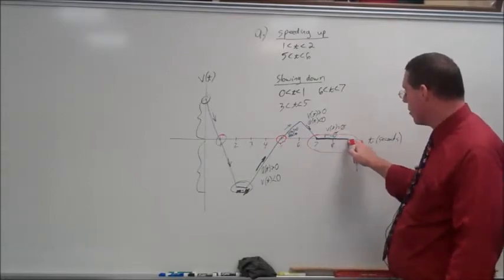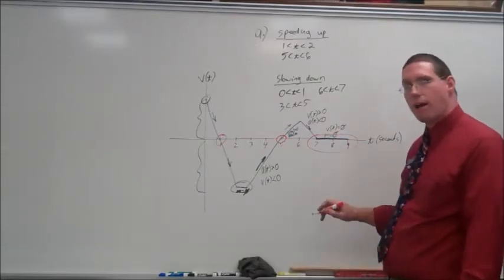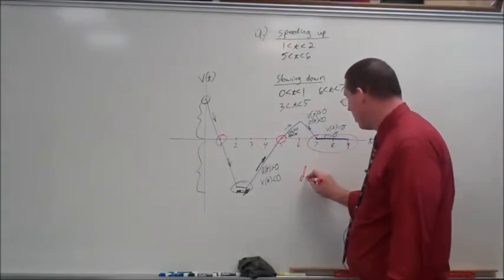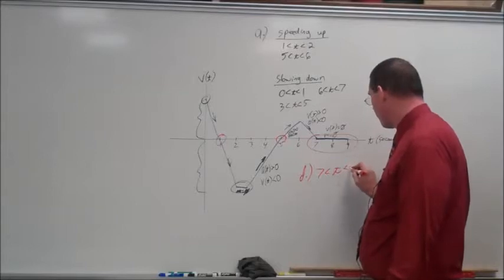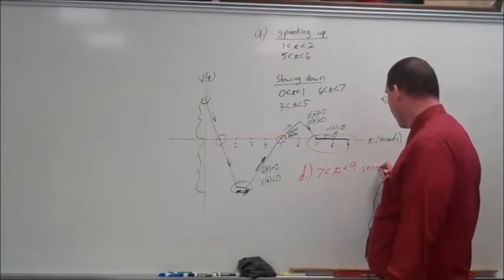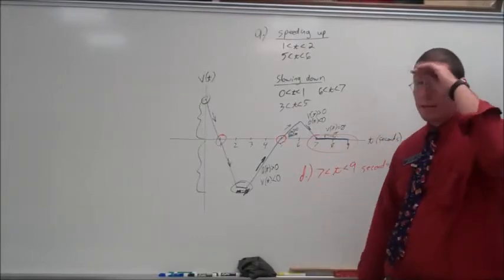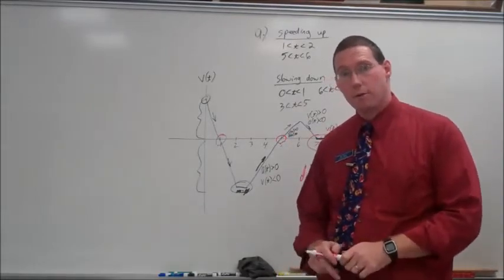Here, velocity is equal to 0 from 7 until 9 seconds. So the answer to part D is all times from 7 to 9 seconds. The object is standing still for more than a second.